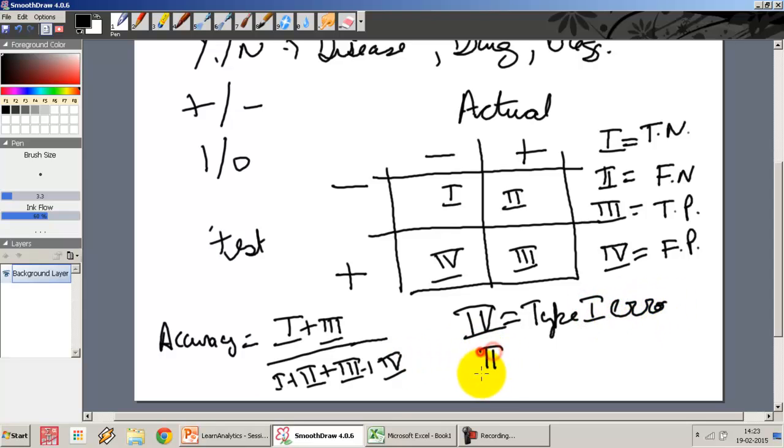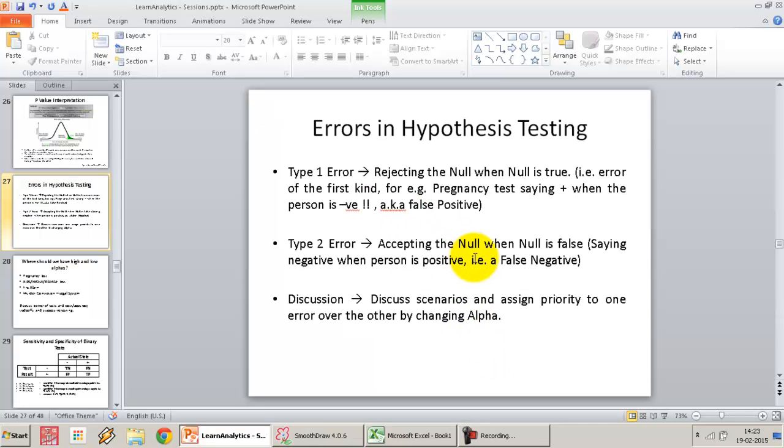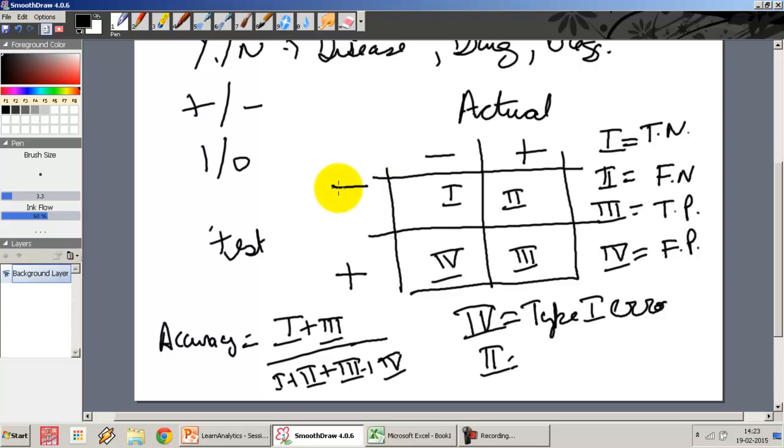And what is quadrant 2 then? Quadrant 2 is accepting the null when the null is false, i.e. accepting the person is negative. In this case, we are accepting the person is negative because this is the test result when the person is actually positive. So that's a type 2 error.